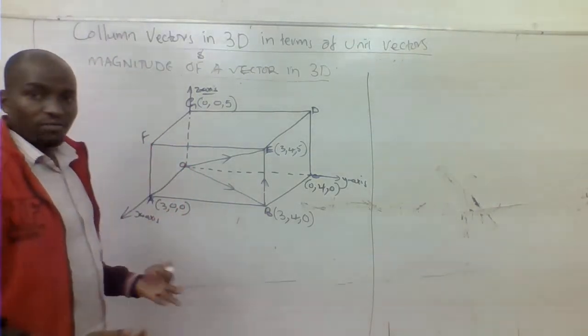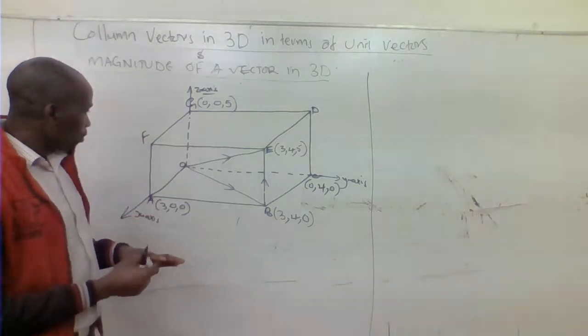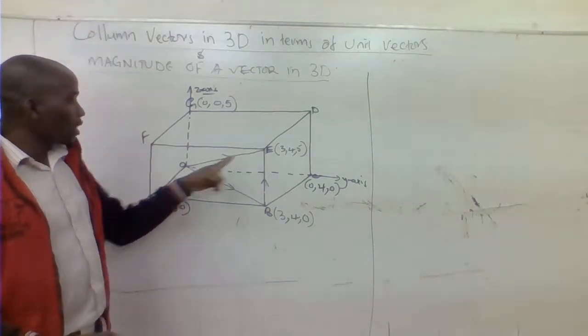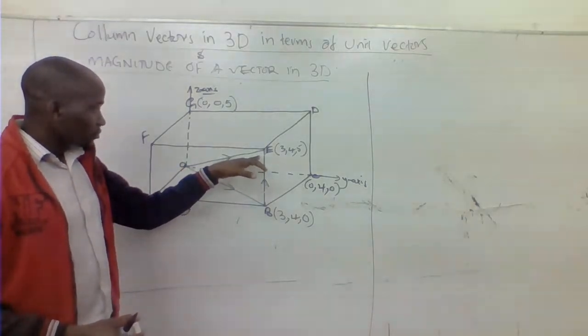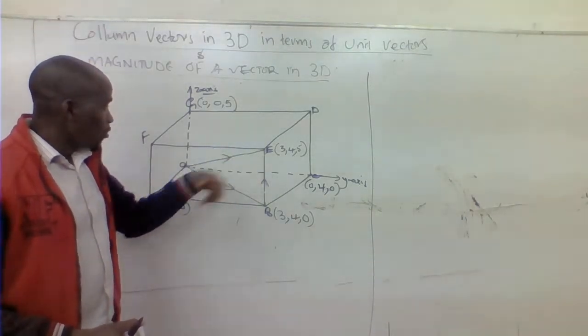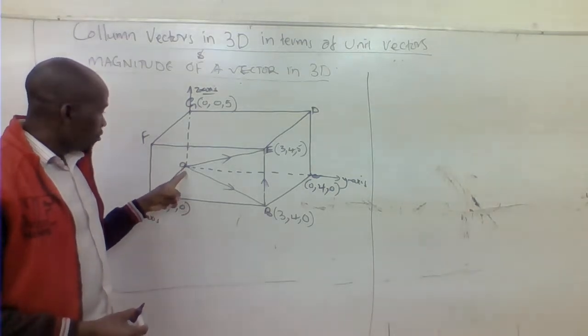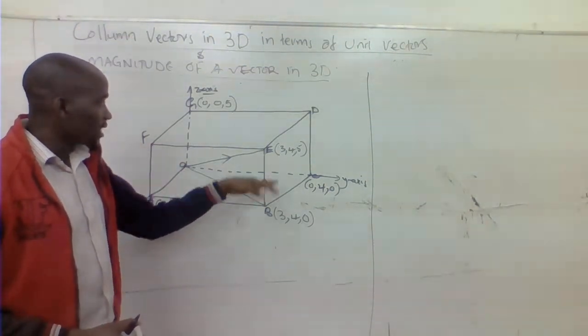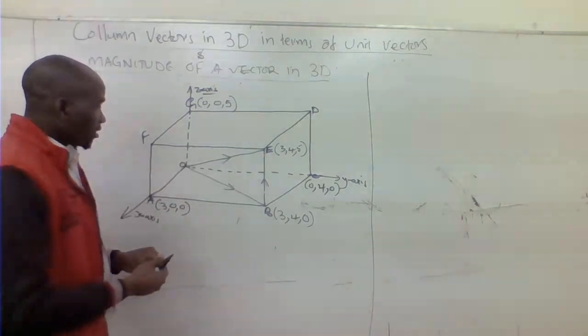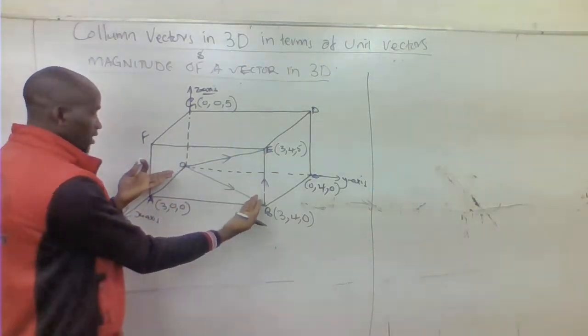Now suppose I want to find the magnitude or the length of line OE. So OE will be given by OB plus BE. Now this one is the base.